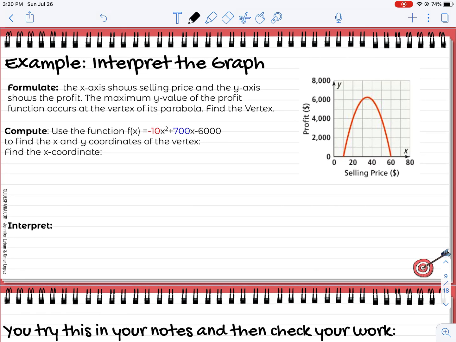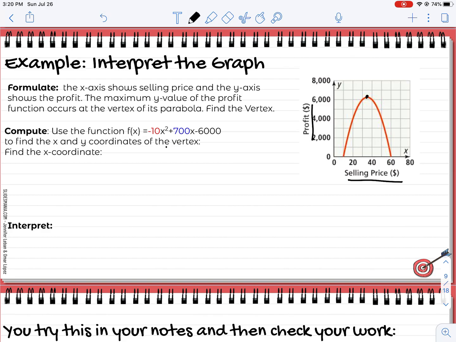So first thing, the x-axis is telling us that's the selling price. The y-axis is telling us that's our profit. The maximum y value of the profit occurs at the vertex up here at the top. Problem is, we know it's a little past 6,000, but it's really hard to tell where it's at. So it's really good that we can actually calculate it using our formula.